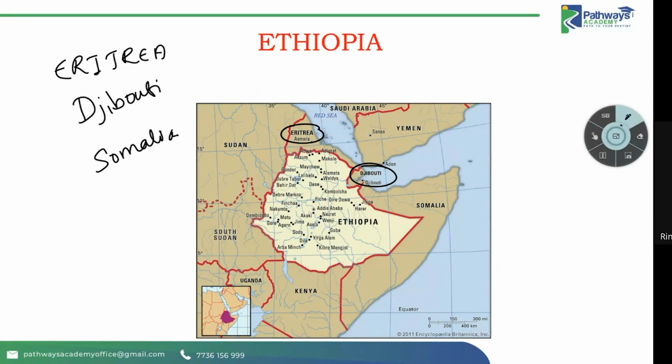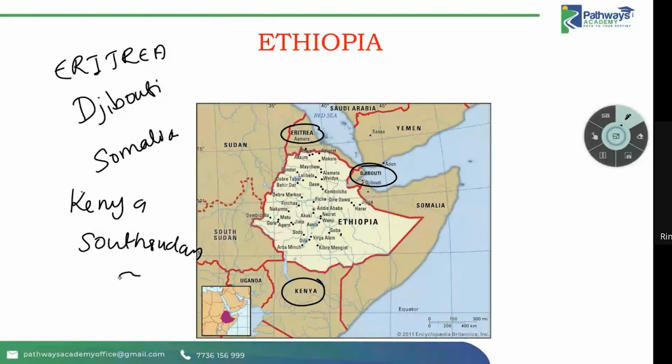Actually, these four nations, Ethiopia, Eritrea, Djibouti, and Somalia, are part of the Horn of Africa. So the nations encircling Ethiopia include the nations which come in the Horn of Africa. Other than that, Kenya, South Sudan, and Sudan. These are the countries that encircle Ethiopia.